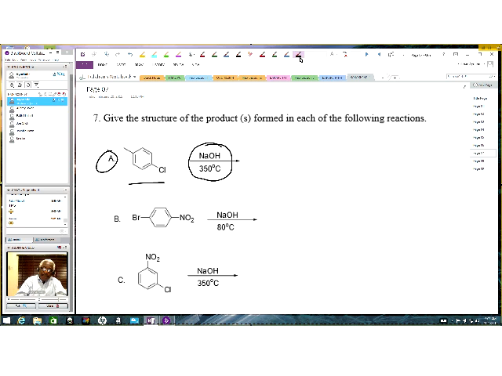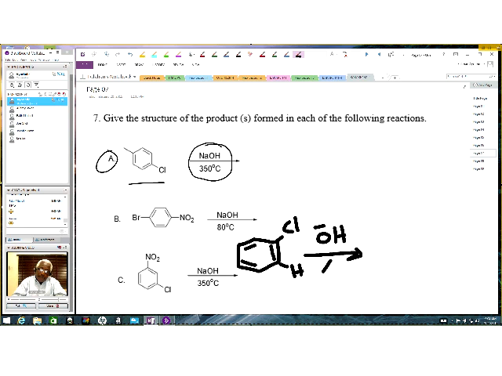with high temperature, let me just give you a little background here. If you have this molecule, it could be a bromide for example, and you have hydroxide in the form of sodium hydroxide or sometimes potassium hydroxide, and you have very high temperature. In this case, they are using 350 degrees. This is a very extreme temperature indeed. So I'll put heat here, very high temperature.